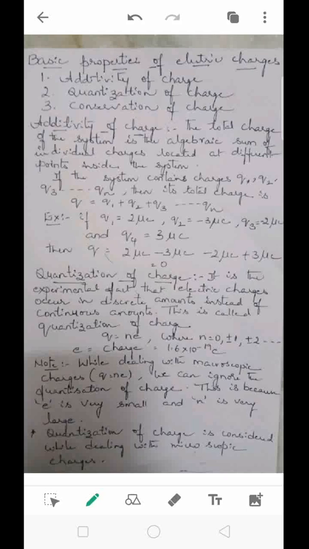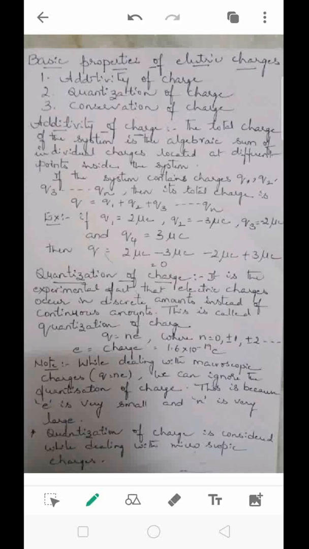So how can we explain that quantization? It is the experimental fact that electric charges occur in discrete amounts instead of continuous amounts, and it is explained by the formula Q = N E, where Q is the total charge on the body and N is a whole number which takes the values N = 0, plus or minus 1, plus or minus 2, and so on. E is the charge, which is equal to 1.6 x 10^-19 coulombs.